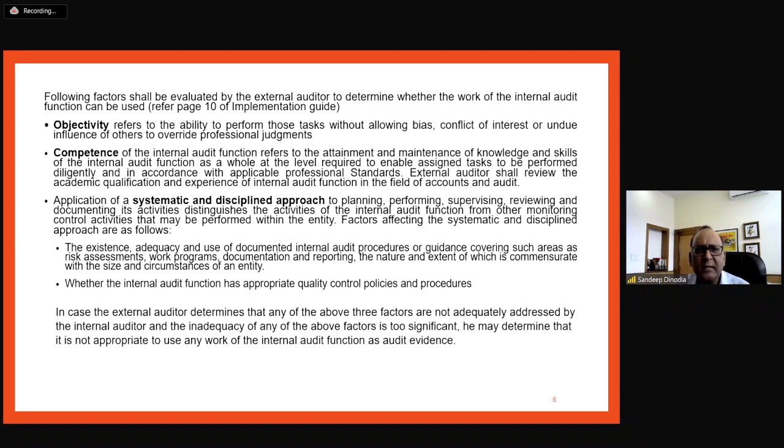Now, we will discuss a little bit. If we look at page 10 of the implementation guide, these are explained in great detail: what objectivity, competence, and systematic approach mean. I will just take you to page 10.